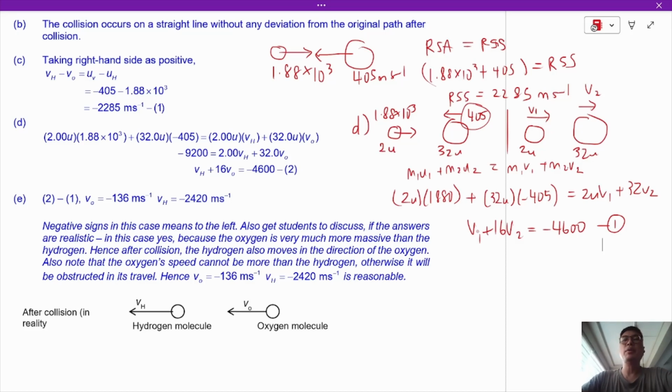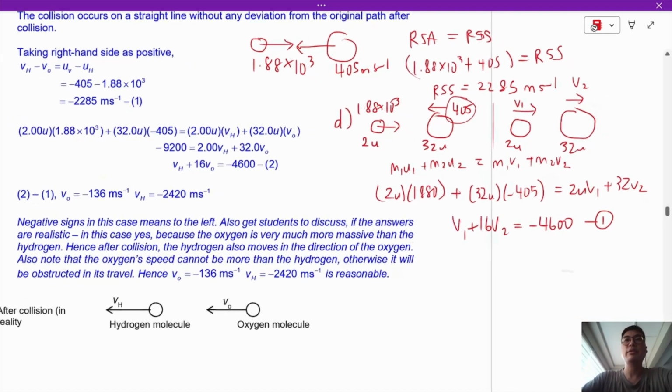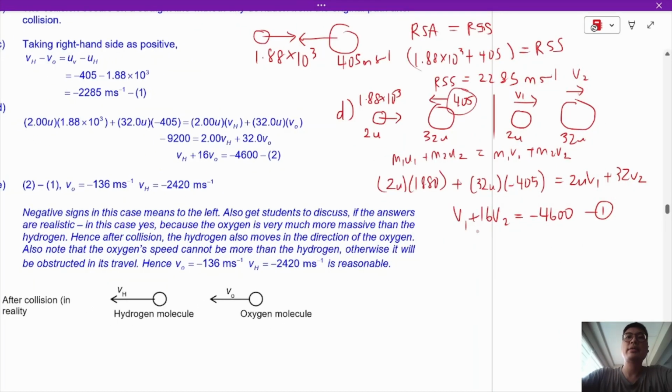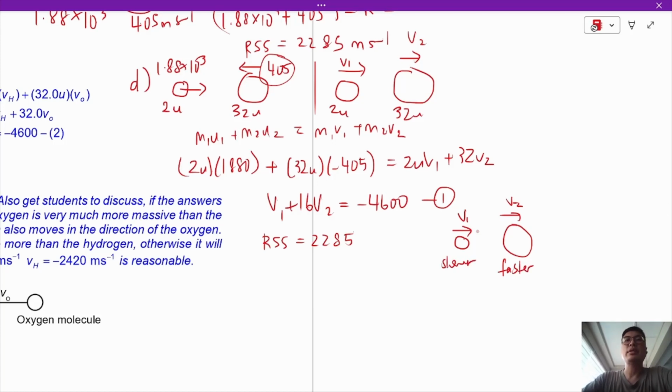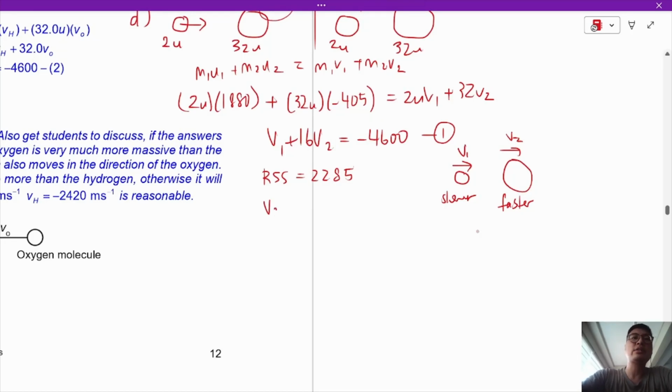Now next, we need to apply conservation of kinetic energy for elastic collisions. Alright, knowing that the relative speed of separation is equal to 2285. Let's consider what's happening. Here is the hydrogen molecule and here is the oxygen molecule. Both of them are assumed to be moving to the right. If they are separating, this must be faster and this must be slower. So what does this mean? It means that the difference between their speeds, v2 minus v1, is equal to 2285. And this is equation number 2.